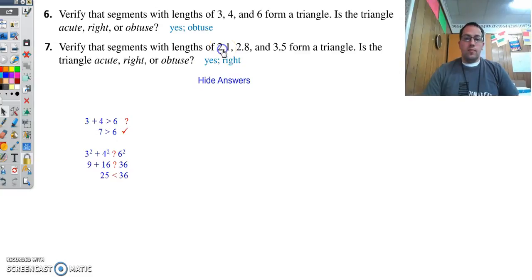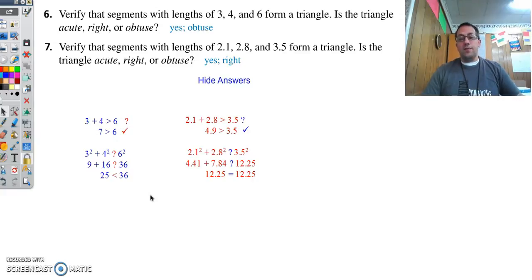Number 7, this is a right triangle. Here it is verifying that it's a triangle. And here we have, works out, and 12.25 is equal to 12.25. Since they're equal, it does satisfy the Pythagorean theorem. So this is a right triangle.